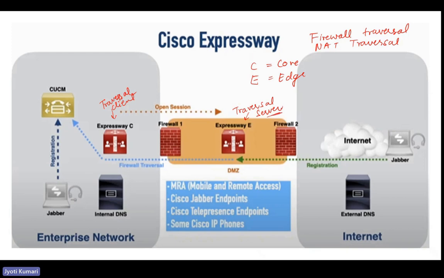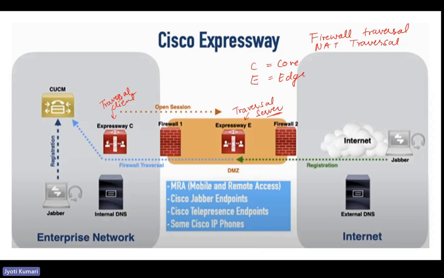So this is called the server, which is creating the service and providing service to the clients. And the traversal client, which is our core, Expressway core, which is installed within the enterprise. Then some different licenses are used by these different servers. So basically, even if you see their configuration page, their dashboard, everything looks very similar. Only difference is the licensing.